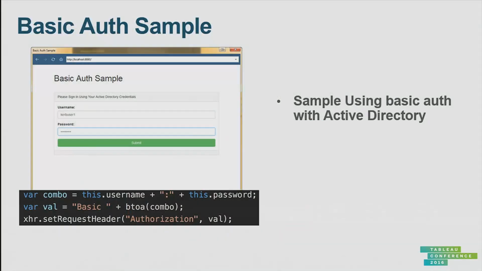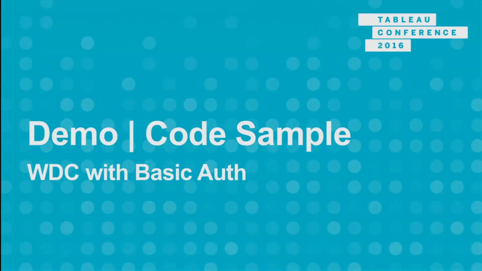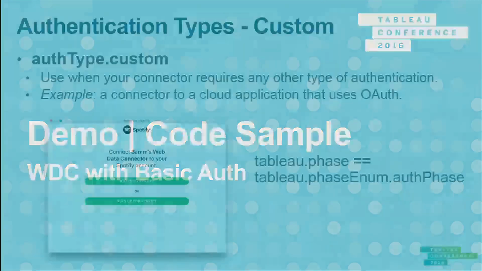I have a sample that's up on our GitHub. I was going to demo it, but I think we're running a little short on time, so I'm going to skip through it now. This connector uses basic authentication and is a .NET app running on the server side, which uses the username and password provided from Tableau to authenticate a user against Active Directory and make sure that they have access to whatever resource they have. This is up on my GitHub. I'll put those up at the end.